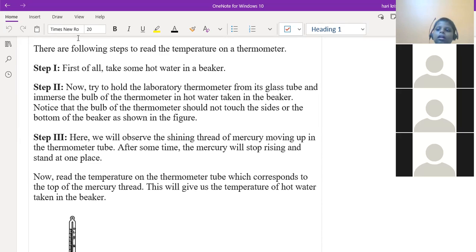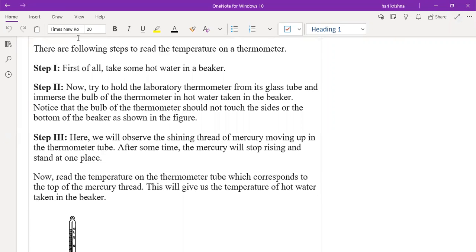Notice that the bulb of the thermometer should not touch the sides or the bottom of the beaker, as shown in the figure. Step 3. Here we will observe the shining thread of mercury moving up in the thermometer tube. After some time, the mercury will stop rising and stand at one place. Now read the temperature on the thermometer tube, which corresponds to the top of the mercury thread. This will give us the temperature of the hot water taken in the beaker.